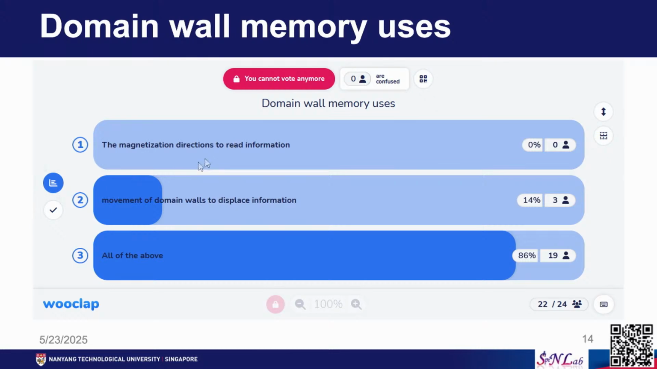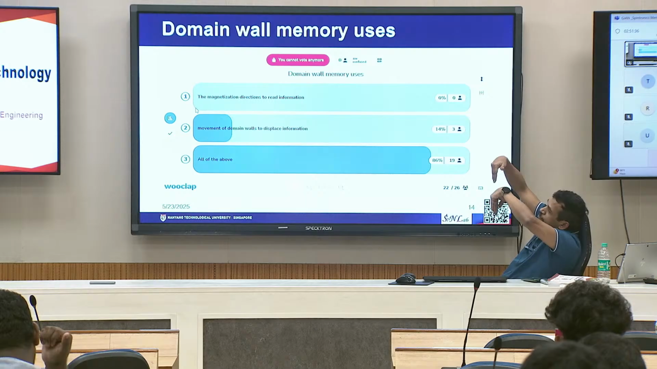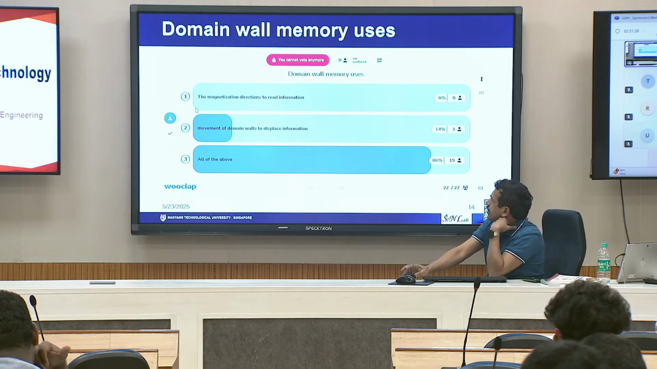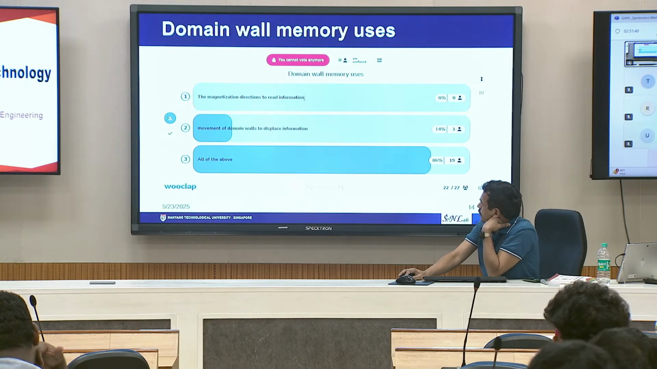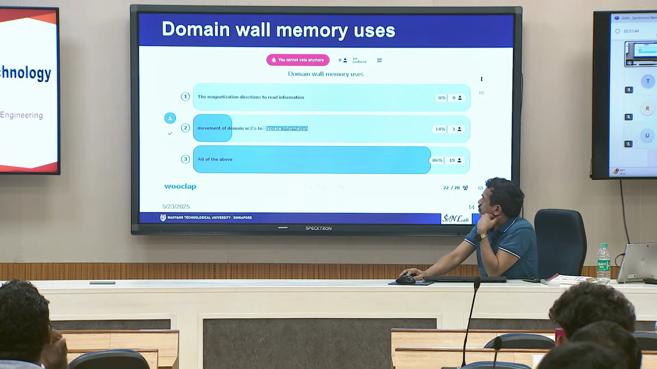Okay, all of the above is the correct answer. So, we are using GMR, TMR to read information, right. So, the magnetization of the reference layer is always fixed, but the domain wall magnetization can be antiparallel or parallel. So, we are using the magnetization direction to read information, and we are using the motion of domain walls to displace information. So, all of the above is the correct answer.